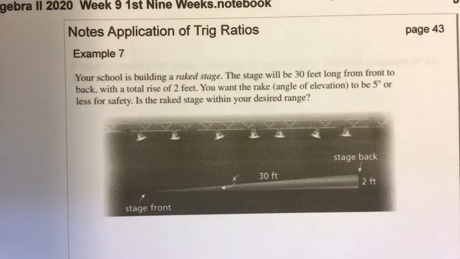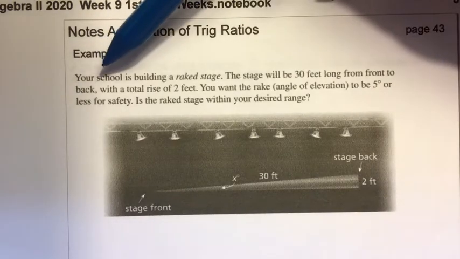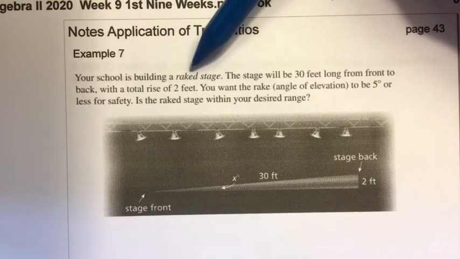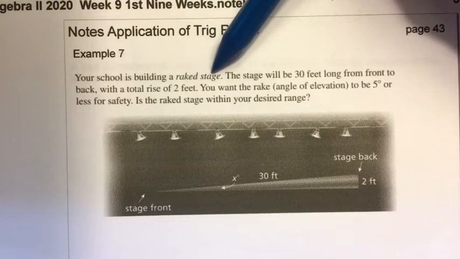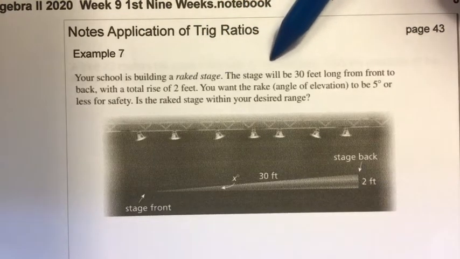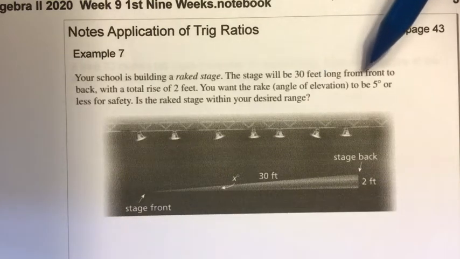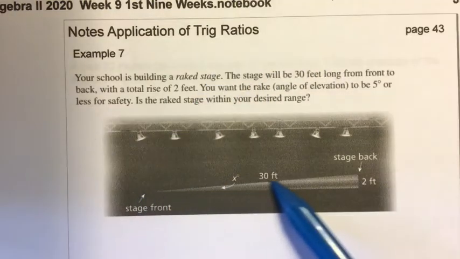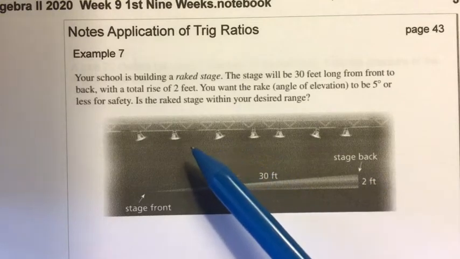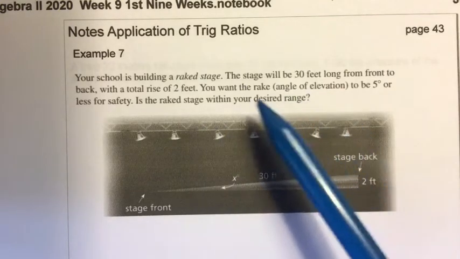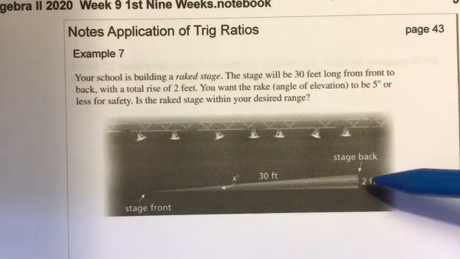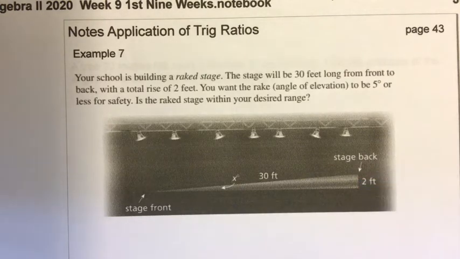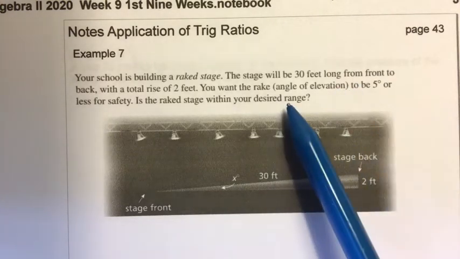Now we'll get into the application problems. For example 7, it says your school is building a raked stage. The stage will be 30 feet long from front to back. So that's my hypotenuse. With a total rise of 2 feet. So here's my total rise of 2 feet. Is the raked stage within your desired range?